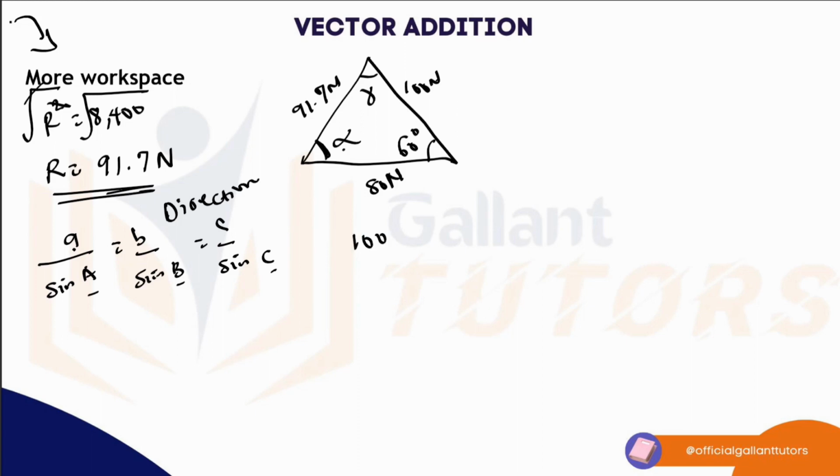So I have here 100 over sine alpha equal to 80 over sine, this equal to 91.7 over sine 60. Good. So which must we actually go with?